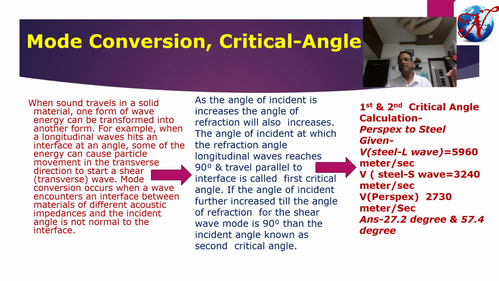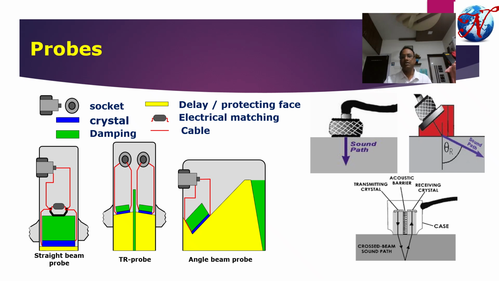So if we want to create a shear wave in the second medium for our angular inspection purposes, the incident angle of the longitudinal wave coming from the first medium must be more than the first critical angle and less than the second critical angle. Here is an example calculation, considering Perspex to steel, with a longitudinal velocity of 5960 meters per second and a shear wave velocity of 3250 meters per second in steel, and a velocity in Perspex of 2730 meters per second. The first and second critical angles for steel are approximately 27 and 54 degrees. So if we want to create an angle beam, that means a shear wave in medium 2, the incident angle shall be more than the first critical angle but less than the second critical angle.